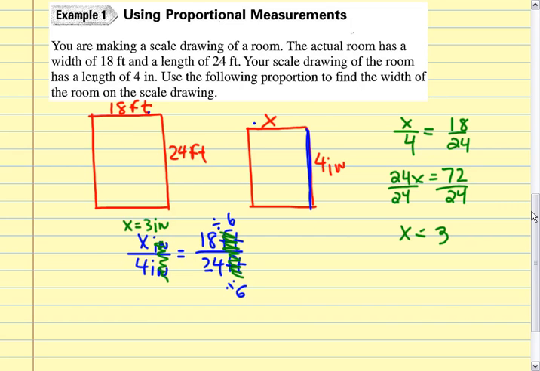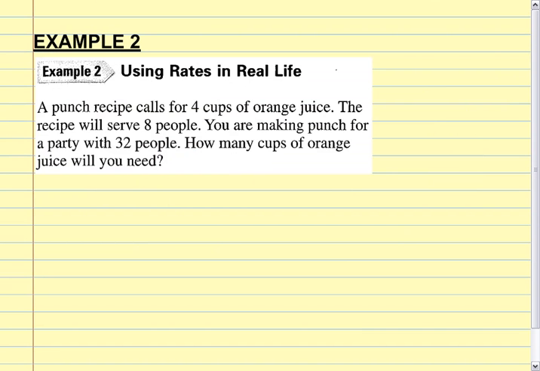Now let's look at this last example. All right? Using rates in real life. Now the last one was a ratio, wasn't it? We did inches and inches and feet and feet. So the proportion is just a mix. It's just a fraction that equals a fraction. Okay? You don't have to worry about the units necessarily. If a fraction equals a fraction, it's a proportion.